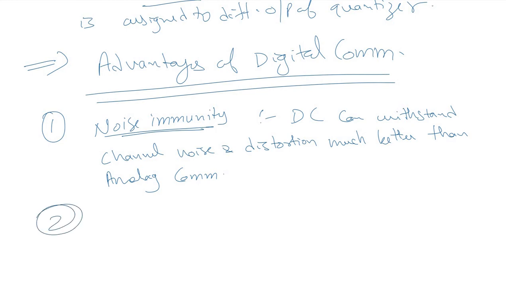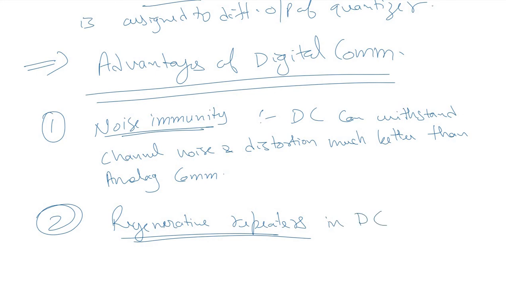Second one, that is the greatest advantage of digital communication, is the use of regenerative repeaters in digital communication. We call it the greatest advantage of digital communication over analog communication, which is the viability of use of regenerative repeaters.